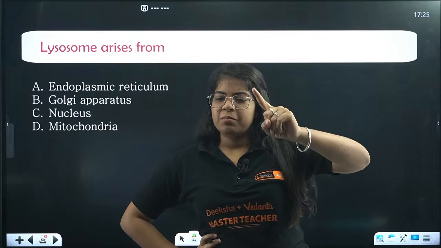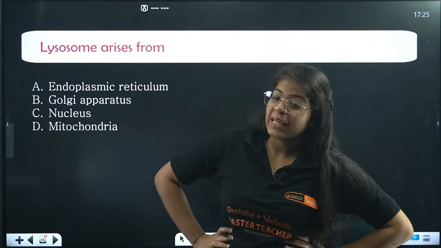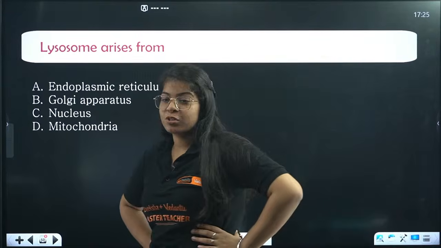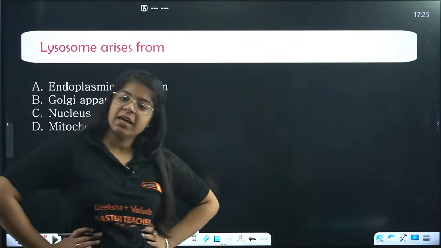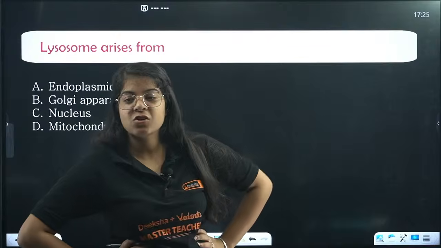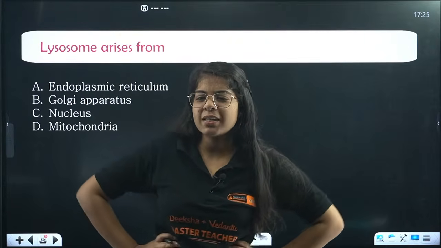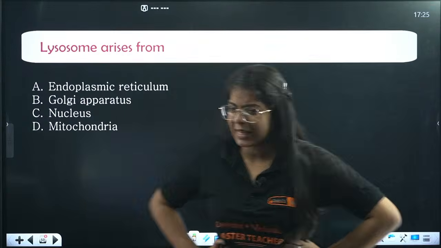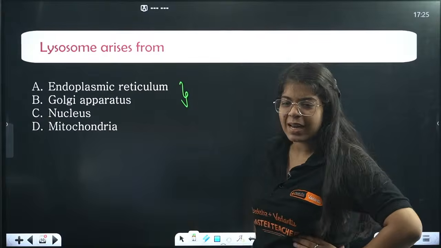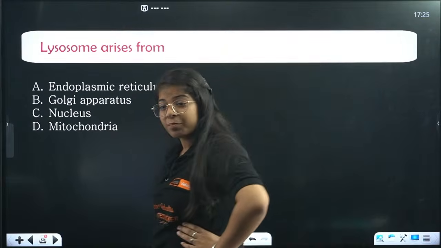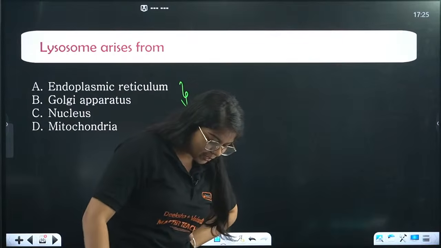Let me read your names. Marshika, Durga Devi is saying A. Neetu is also saying A. Joseph is saying Golgi. There is a lot of tussle between A and B. So we have A versus B. What is the right answer? A or B? You can't answer like that in your exam, A or B.